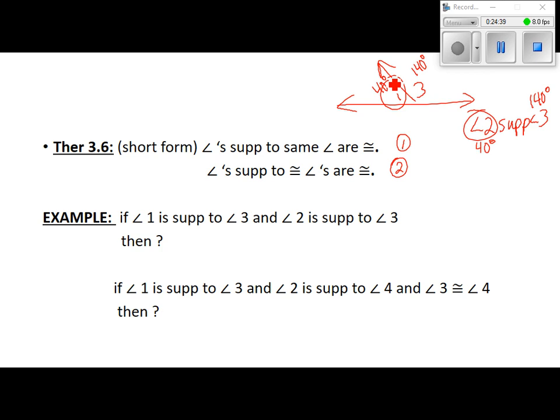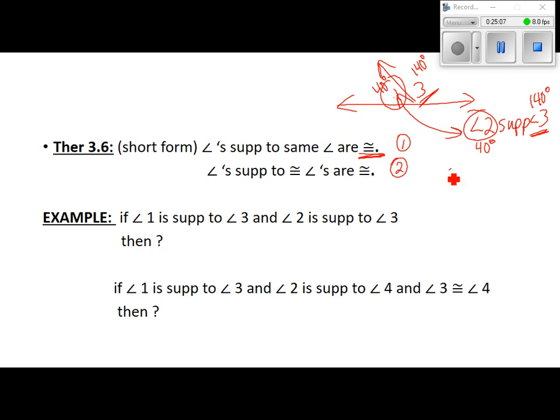Angles supplementary to the same angle. So both these angles, 1 and 2, were supplementary to angle 3. If 2 angles are supplementary to the same angle, then those 2 angles must be congruent. Does the other one say if angle 3 and angle 4 are equal? This one says angles supplementary to congruent angles are congruent.